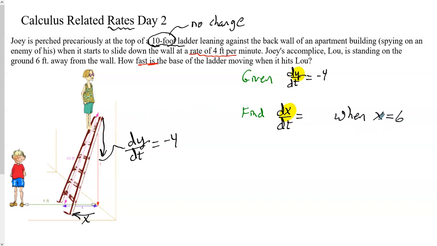So I would label that 10 feet and feel free to put that in right away. But I won't be plugging in x equals 6 right away, because if x equals 6, then neither y nor x can change, and I won't get a differential using x or y.